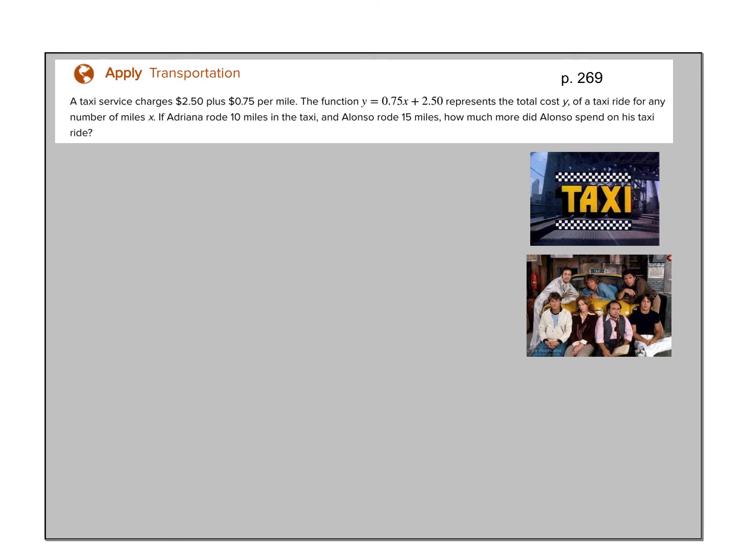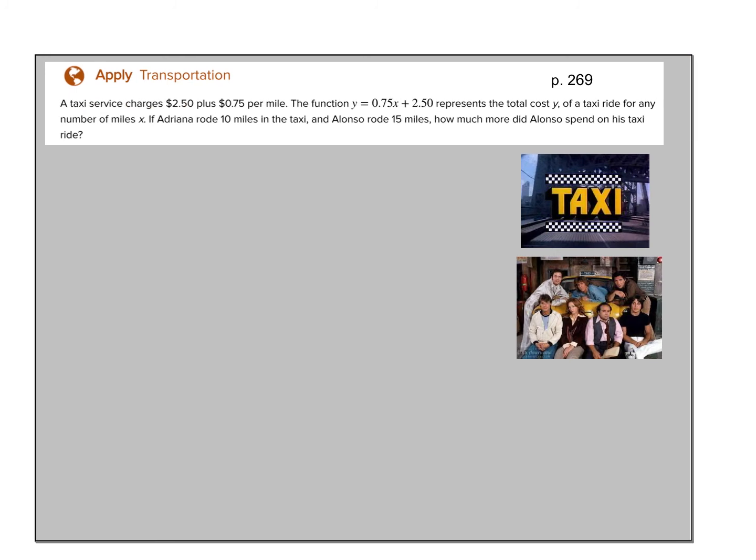All right, so let's go to the apply problem on page 269. It says a taxi service charges $2.50 plus 75 cents per mile. It says the function y equals 75x plus 250 represents the total cost y, okay, maybe you should underline that, of a taxi ride for any number of miles, x. Okay, so it says if Adriana rode 10 miles in the taxi and Alonzo rode 15 miles, how much more did Alonzo spend on his taxi?